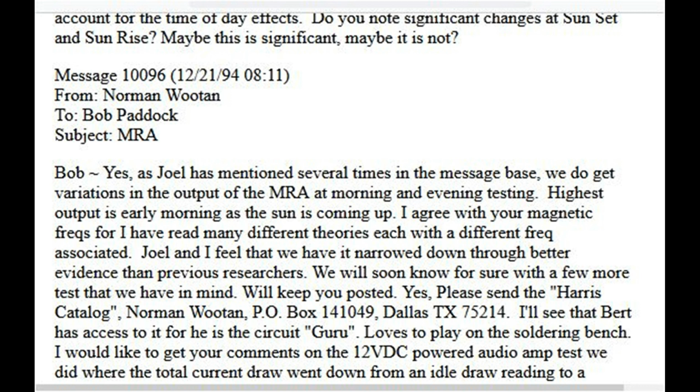Message 10096, December 21st, 94, 8:11. From Norman Wooten to Bob Paddock. Subject: MRA. Bob – yes, as Joel has mentioned several times in the message base, we do get variations in the output of the MRA at morning and evening testing. Highest output is early morning as the sun is coming up. I agree with your magnetic frequencies, for I have read many different theories, each with a different frequency associated. Joel and I feel that we have it narrowed down through better evidence than previous researchers. We will soon know for sure with a few more tests that we have in mind.